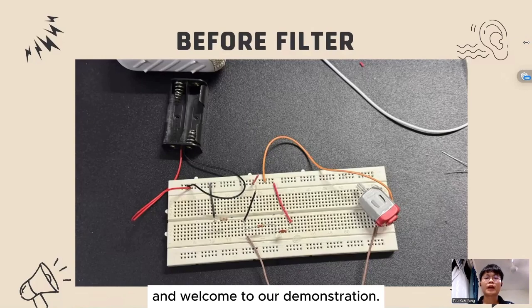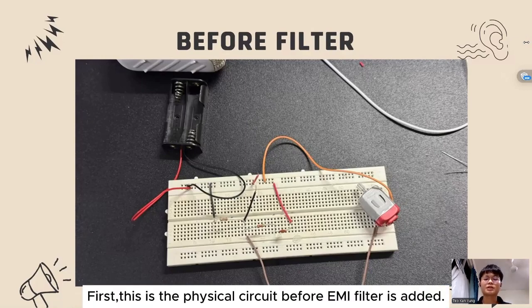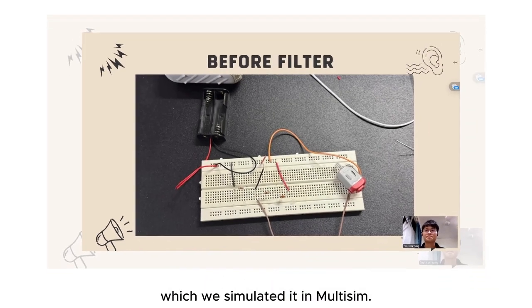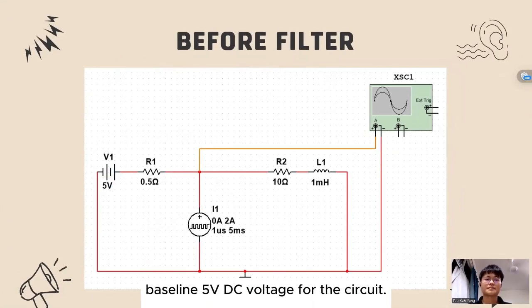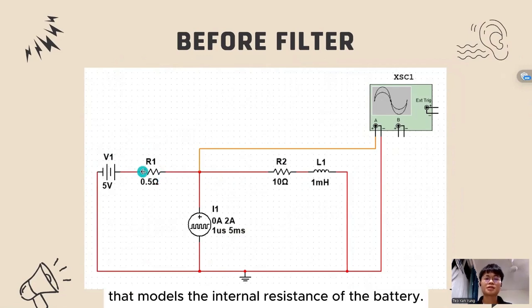Hello everyone, my name is Kayong and welcome to our demonstration. First, this is the physical circuit before the EMI filter is added, which we simulated in Multisim. This V1 represents the 5V DC source. This is the main power supply, establishing a baseline 5V DC voltage for the circuit. And R1 is the series resistor that models the internal resistance of the battery.